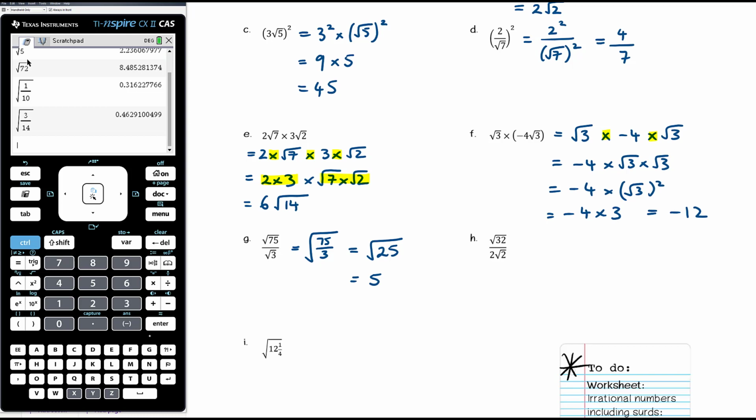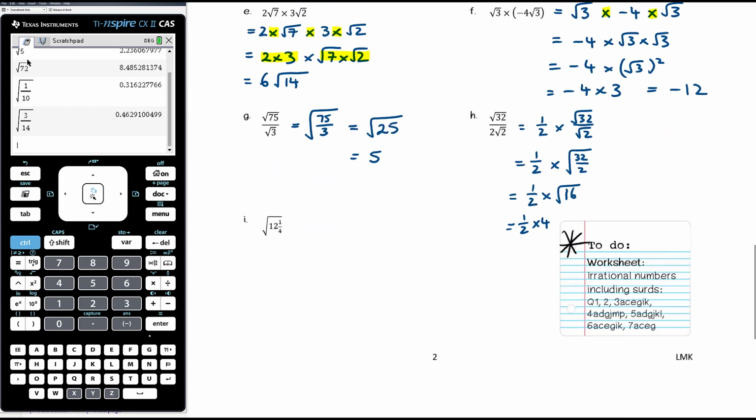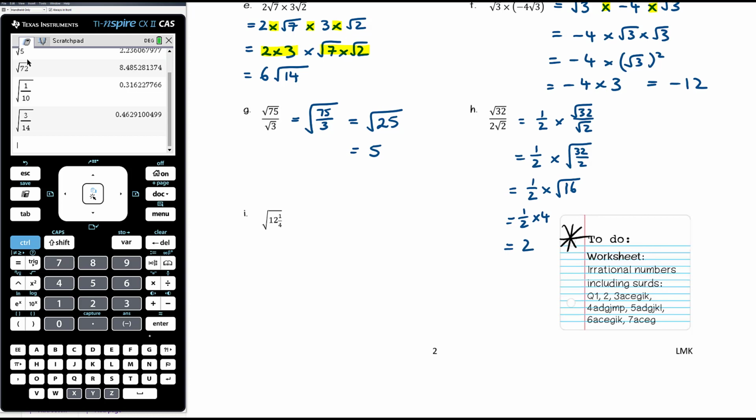Similarly here in part H, same kind of idea. So root 32, remember that's just one lot of root 32. So let's just think about that fraction and that fraction separately. If we think about this as just being 1/2 times root 32 over root 2. 1/2 times, now root 32 over root 2 is square root of 32 over 2. Now 32 over 2 is 16, so that's the square root of 16. And the square root of 16, again, that's not a surd, square root of 16 is 4, so 1/2 times 4, and then 1/2 times 4 is 2.